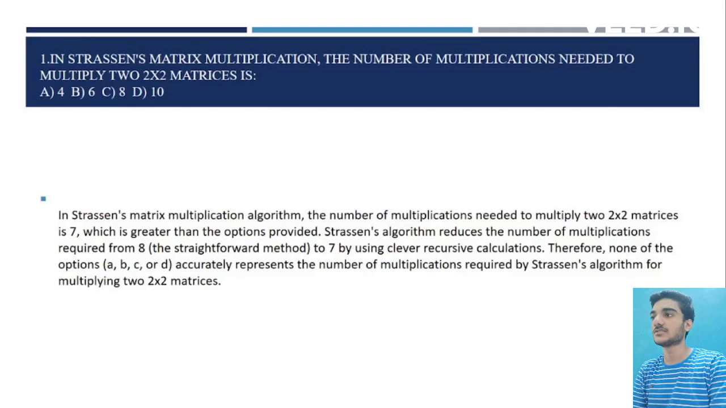Question number 1. In Strassen's matrix multiplication, the number of multiplications needed to multiply two 2 by 2 matrices is, the correct option is 7. In Strassen's matrix multiplication algorithm, the number of multiplications needed to multiply two 2 by 2 matrices is 7.